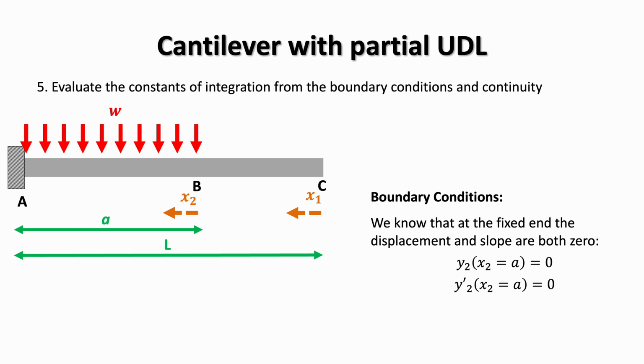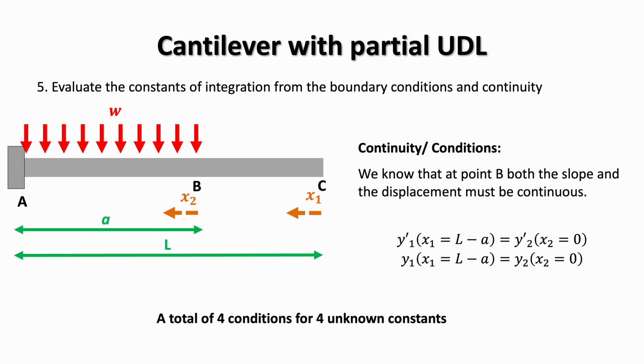The fixed support is at point A, so A is in region 2. In region 2, coordinate x2 is measured from B towards A, so the fixed end corresponds to x2 equals A. At the fixed end, both the deflection and the slope are 0, and therefore the boundary conditions are y2 when x2 equals A equals 0, and y2 prime, or the slope in region 2, when x2 equals A equals 0. These two conditions allow us to determine two of the constants in region 2.